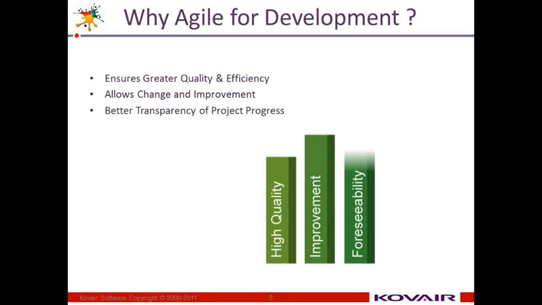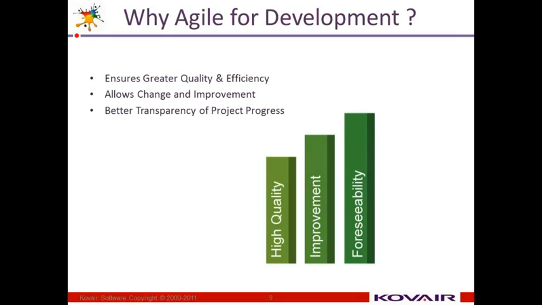The next point is better transparency of project progress. Agile preserves mutual interests of the stakeholders from a project perspective rather than catering to individual interests. Thus, as a team, you are always aware of whether you are climbing up the ladder or sliding down the slope.